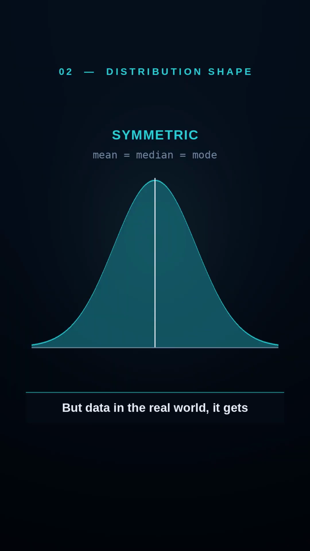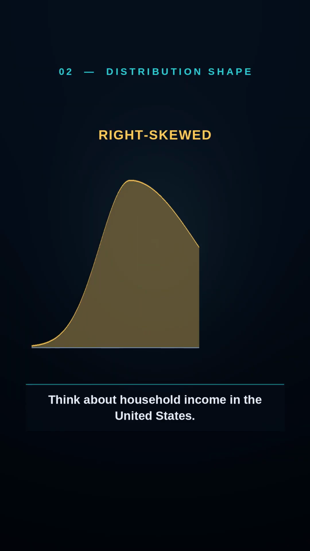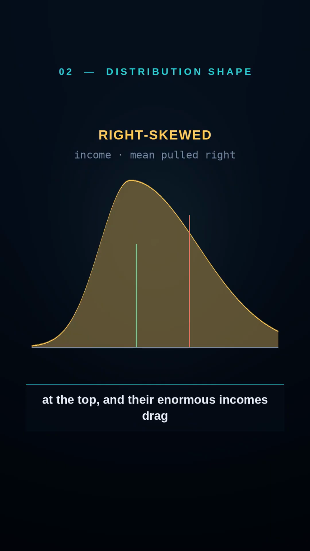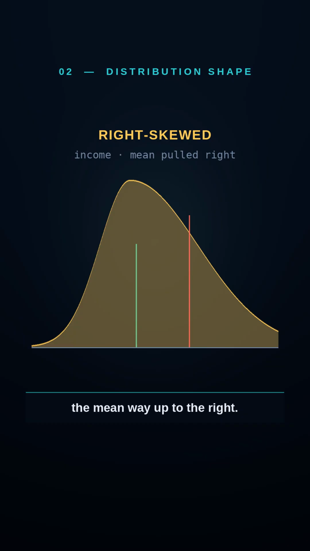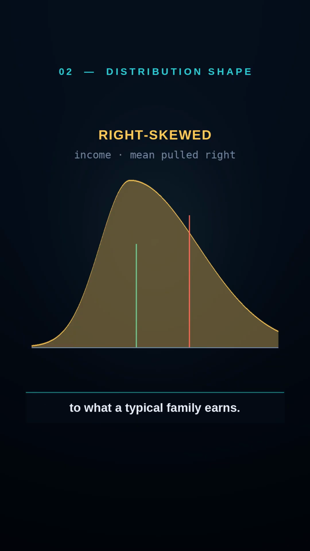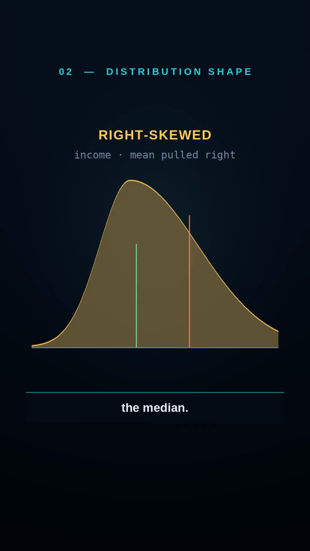But data in the real world, it gets messy. Think about household income in the United States. Most families earn somewhere in the middle range, but then there are a handful of billionaires at the top, and their enormous incomes drag the mean way up to the right. The median, the true middle value, stays closer to what a typical family earns. That's called a right-skewed distribution. The tail stretches to the right, and the mean gets pulled along with it, landing above the median.